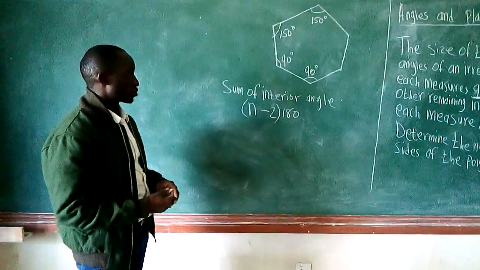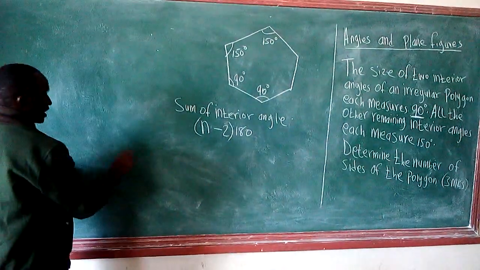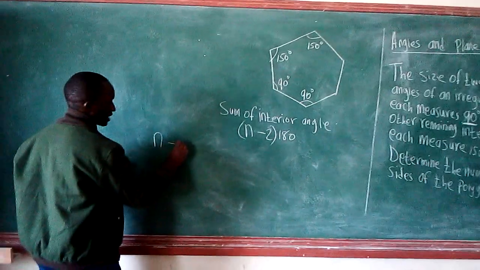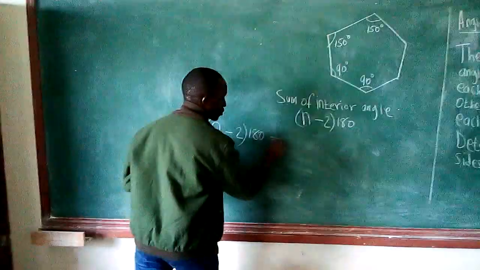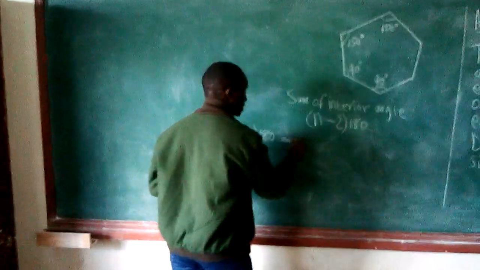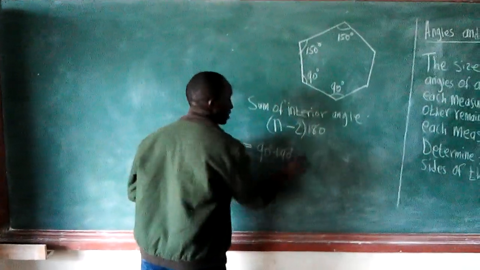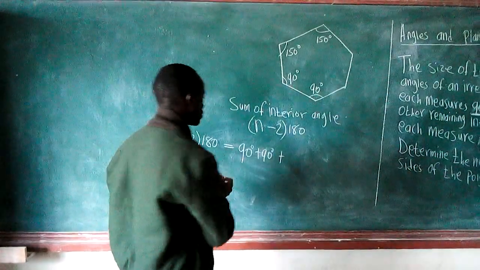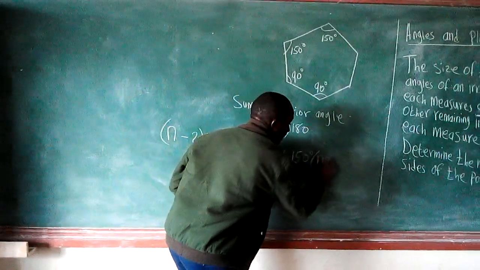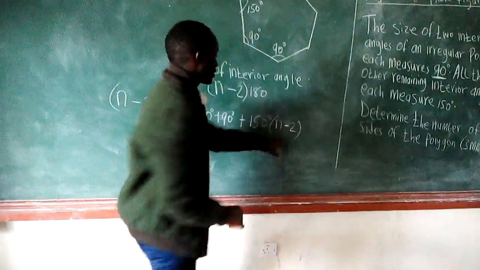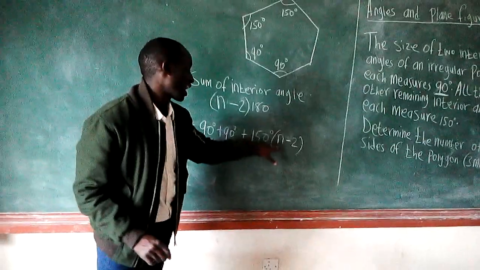Therefore, what we are going to do is say the sum of interior angles, this formula, n minus 2 in brackets times 180, is equal to these two angles, 90 degrees plus 90 degrees, plus all the others that we don't know, 150 degrees times the bracket n minus 2. These two represent these two angles because we are not including them among these ones.